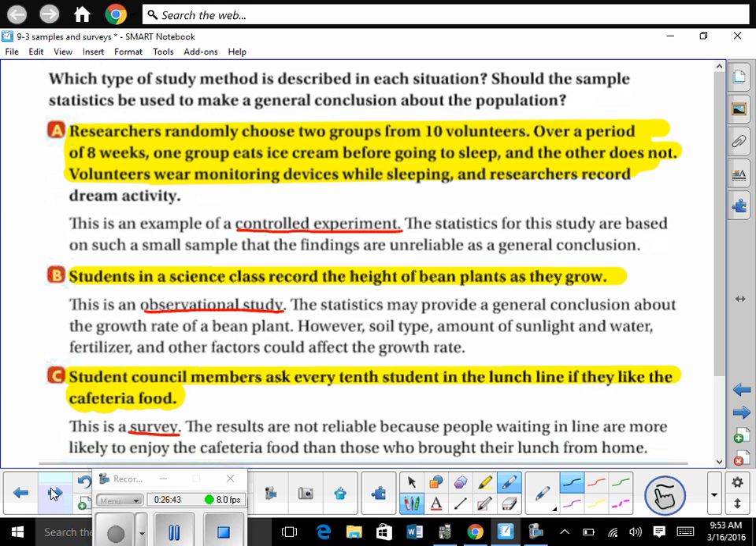Then the next one says, student council members ask every 10th student, so that's the systematic, right? That's not the study part. So it says, ask every 10 students in the lunch line if they like cafeteria food. So are they asking every 10th student the same question, right? Yeah. A survey question, right? Yeah. So this is a survey. The results are not reliable because people waiting in the line are more likely to enjoy eating cafeteria food than those who aren't in the cafeteria. Does everybody understand?